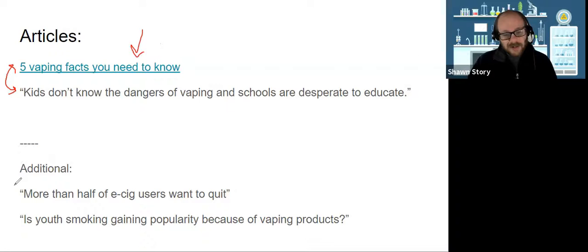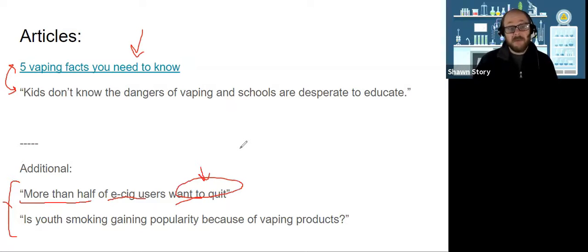But I have some other ones. These are additional articles. You don't have to read these articles, but if you want to, I really recommend them. This one is really interesting. It says more than half of e-cigarette users want to quit. This one really says that, hey, these e-cigarettes are beneficial. These people are breaking their nicotine addiction by using this less dangerous option. I don't want to say safer. I don't want to say healthier, but it is kind of healthier, it's less dangerous than cigarette smoke. And it is helping them quit and live healthier lives.